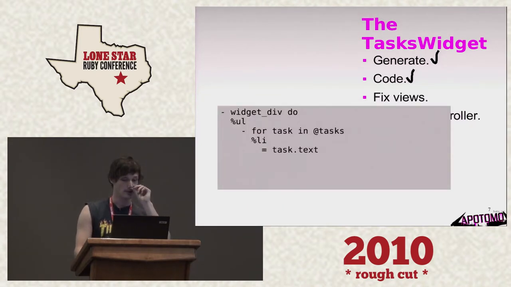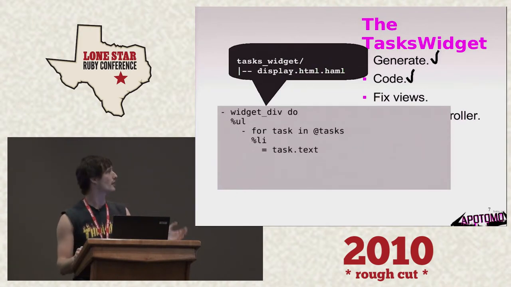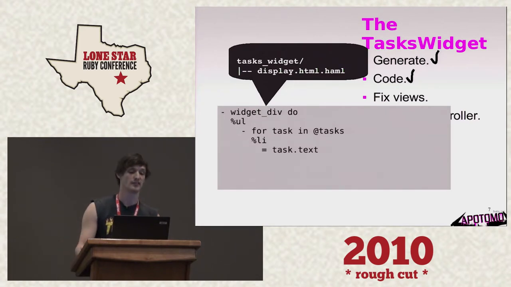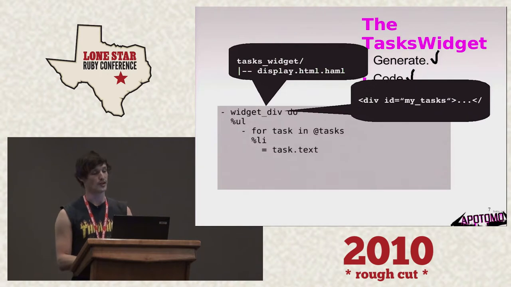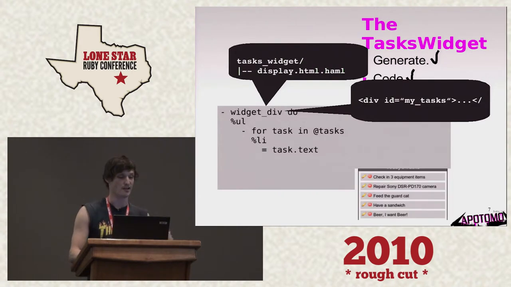Next part is to write a view for that display method. And yeah, you know that from cells. I mean, you've been watching it. The view is located in the tasks widget, app cells tasks widget, actually, and then display.haml. What I'm doing here is I just let Apotomo create some basic container for my widget. It's a widget div. And yeah, I loop over the tasks and stub out that boring list.